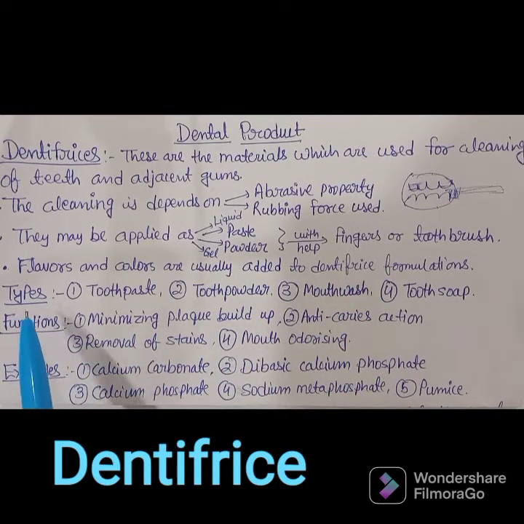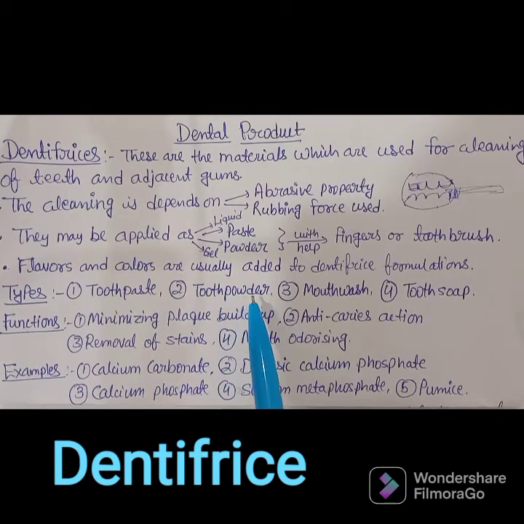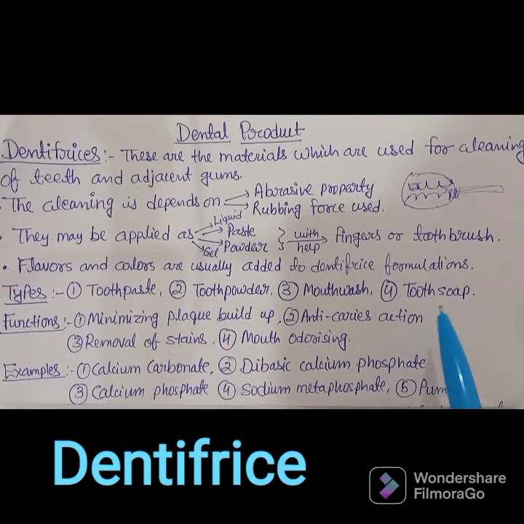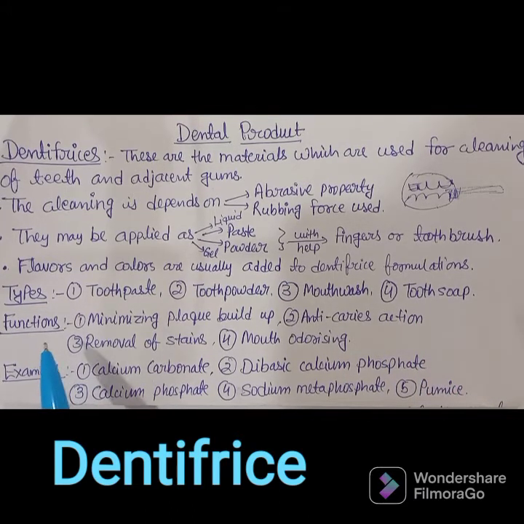So what are the different types of dentifrices? It may be in the form of toothpaste, tooth powder, mouthwash, which is available in liquid form, and tooth soap is also available. These are the different forms of formulations which we can use for cleaning of the teeth.